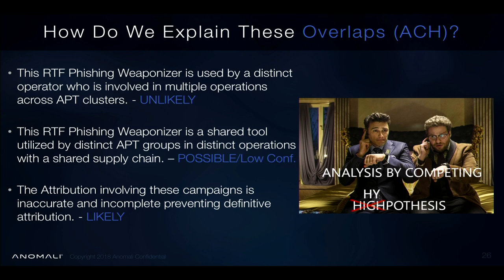We could say this RTF is a phishing weaponizer and a shared tool that distinct APT groups use in distinct operations, but they share a source. This is the digital quartermaster idea. They purchased this from the same person or same group. I would say that's possible. Again, low confidence assessment based on my data collection at this time, but I think it requires further research. And can I say that the attribution for all of the campaigns that I talked about is inaccurate and incomplete, preventing my definitive attribution? I would say this is likely, if not definite.